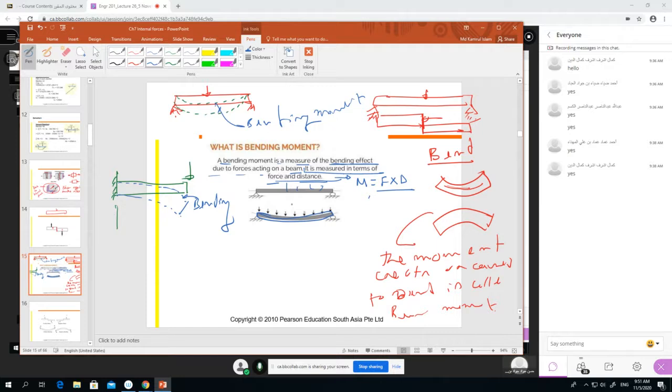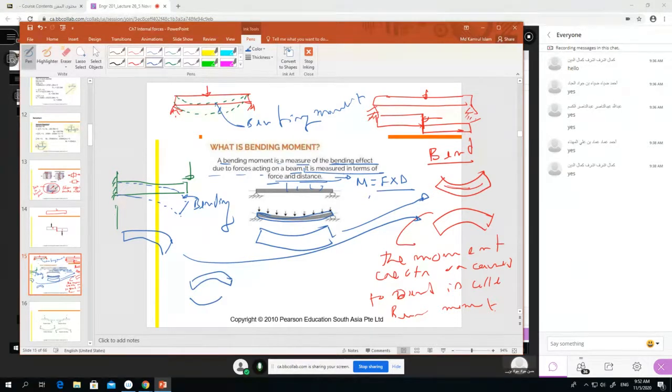Now how can it create the bending? It can create the bending like this, right? As an example I have shown you, it can create bending like this, and like this. So the bending effect can be like this, or like this. And the shear force effect can be like this, or like this. Shear force, okay.